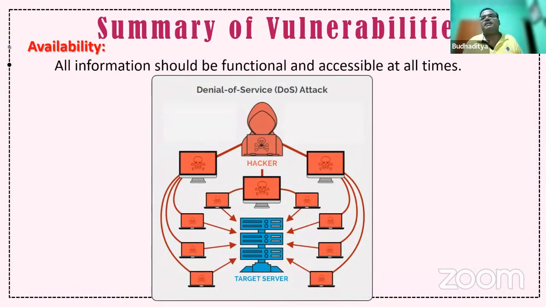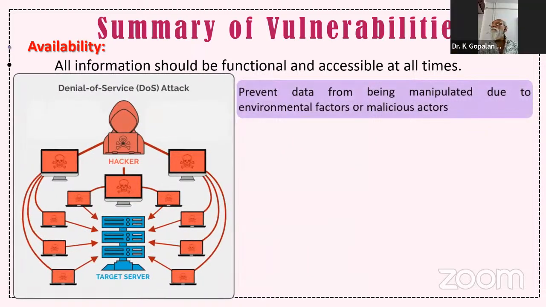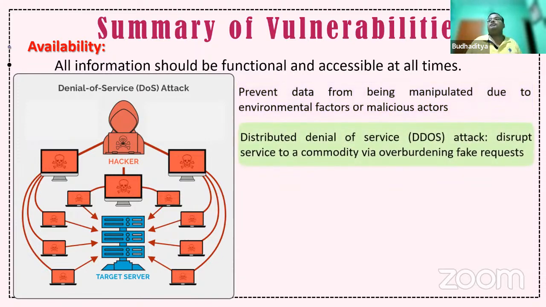Last but not the least is availability, because nowadays, as we talk about 5G, all information should be functional and accessible all the time. On any device, irrespective of whether we are using Wi-Fi or mobile data, whenever we type something, it should come, right? So that is one of the factors of availability that should be taken care of. But during that period, we need to be careful that DDoS, the distributed denial of service, doesn't happen, which basically happens by overburdening with fake requests.